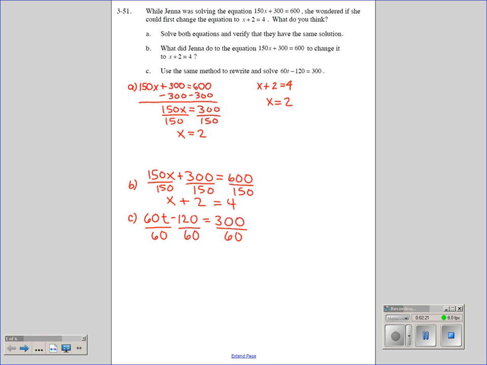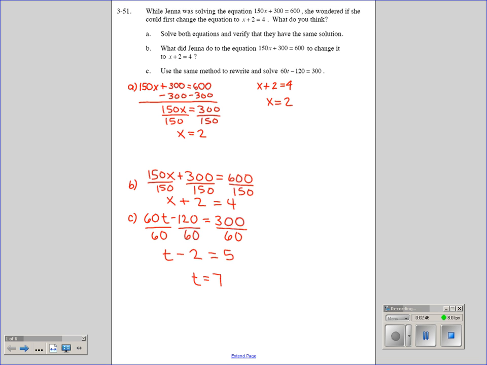So 60t divided by 60 is going to leave us with t. 120 divided by 60 is going to give us 2. So we have t minus 2 equals 300 divided by 60, which is 5. We end up with the equation t minus 2 equals 5. If we were asked to solve it the rest of the way, then t would equal 7.